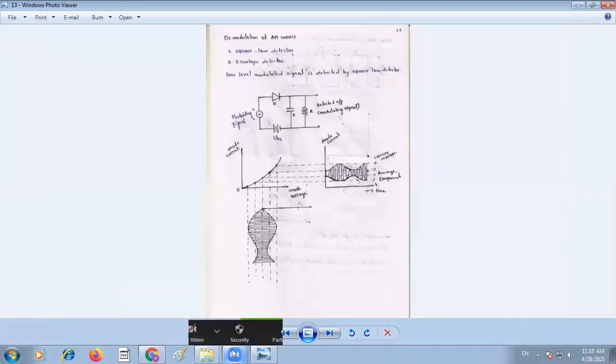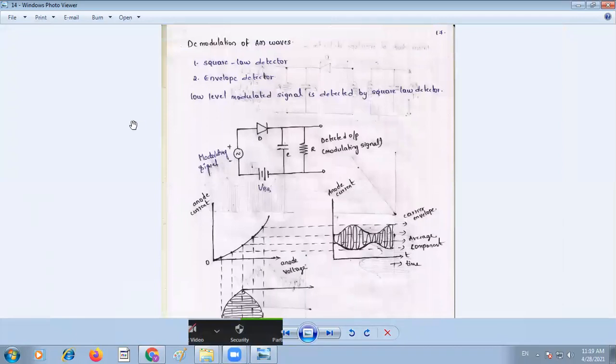Okay, now let us go to the detection methods. For the demodulation of AM, there are two methods. One is the square law diode detector. Students, the square law diode modulator method is used to generate, and the square law diode detector method is used to detect. Another one is the envelope detector method.